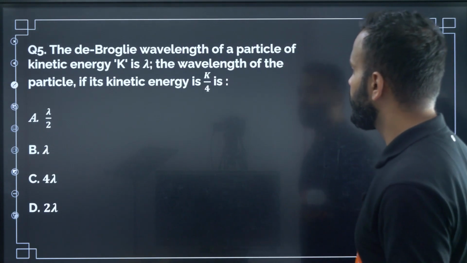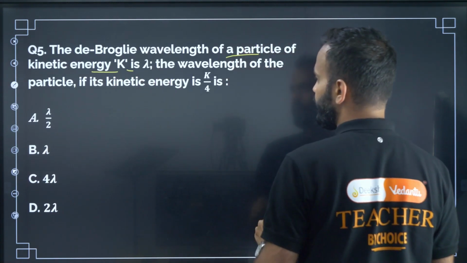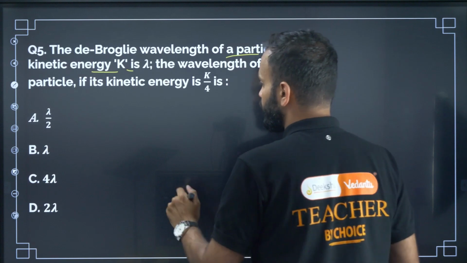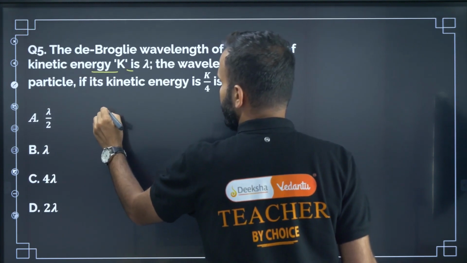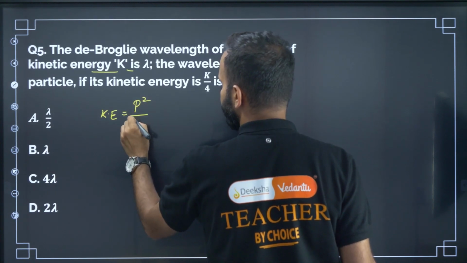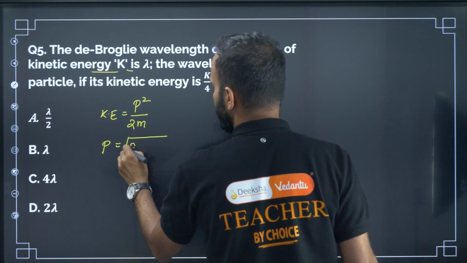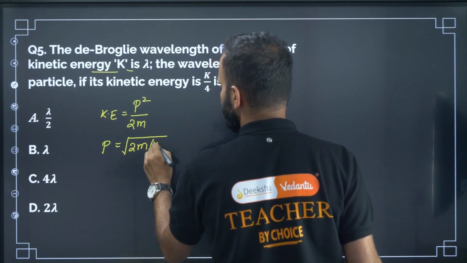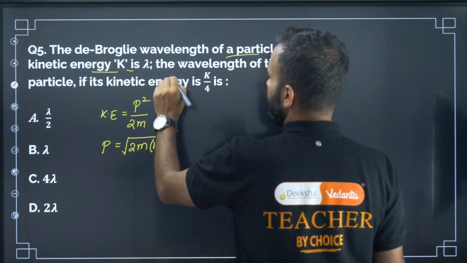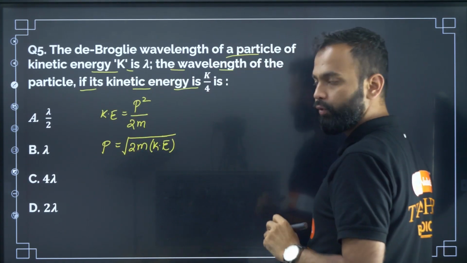Yeah, next question, question number 5. The de Broglie wavelength of a particle of kinetic energy K is lambda. Let us write the de Broglie wavelength in terms of kinetic energy. We know that kinetic energy KE in terms of momentum is p squared divided by 2m. So p equals root of 2m into kinetic energy, right? The question: what is the wavelength of the particle if its kinetic energy is K by 4?